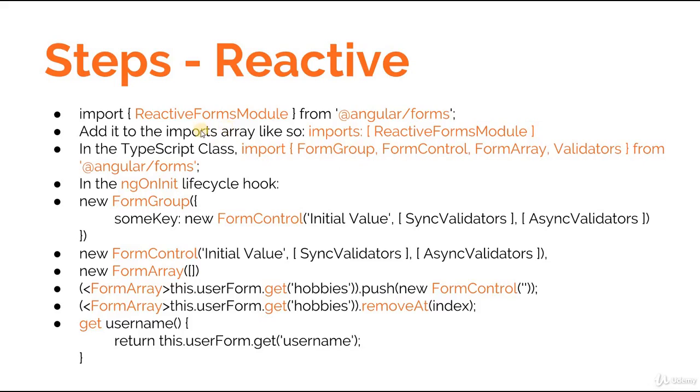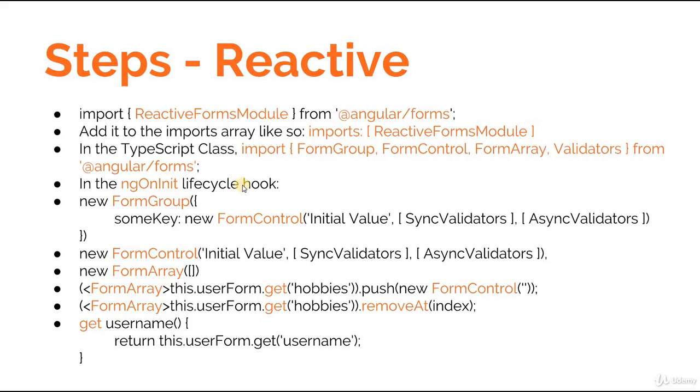Okay, so for that we will need to follow a few steps, and all of these steps are given here. The first one is that we need to first import the reactive forms module, and it can be imported from Angular forms like so. Then we will have to add it to the imports array as well so that we could use this module inside our app module. And then inside the TypeScript class for the component in which we are willing to create the form, we will have to import some classes like form group, form control, form array, and validators from Angular forms. Then inside the ng on init lifecycle hook, we need to create a form group itself.